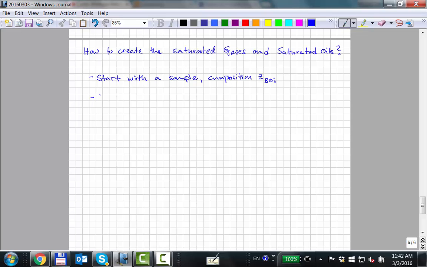Okay. We fix our temperature. And then we deplete, that means lower the pressure in stages. That gives two phases. Gas oil equilibrium.